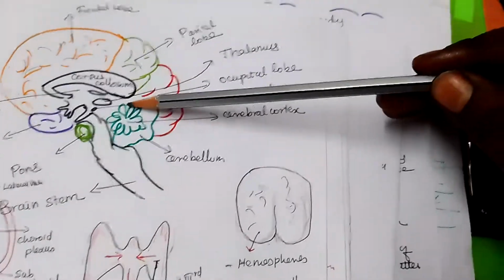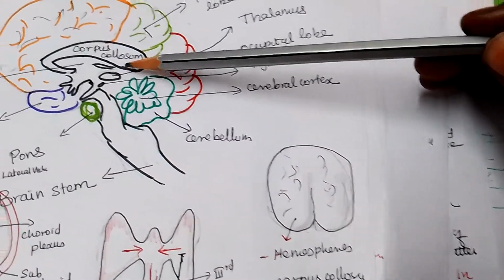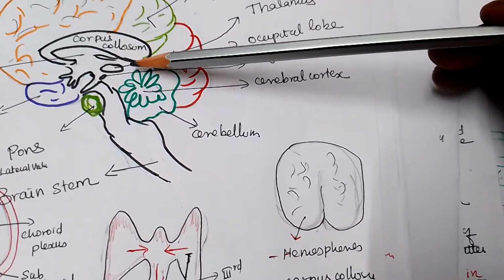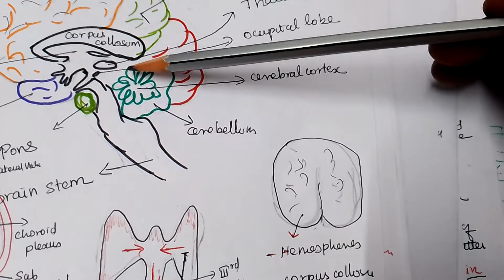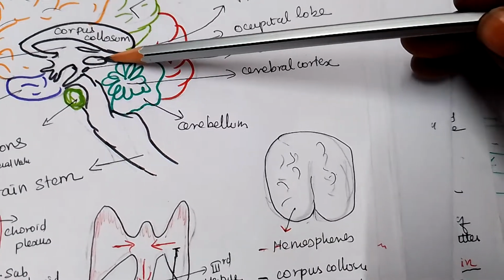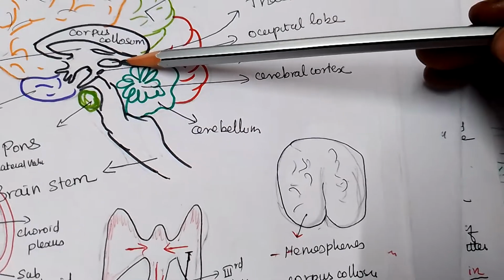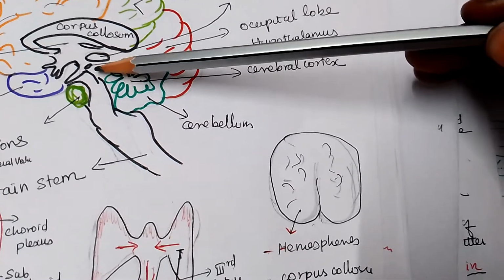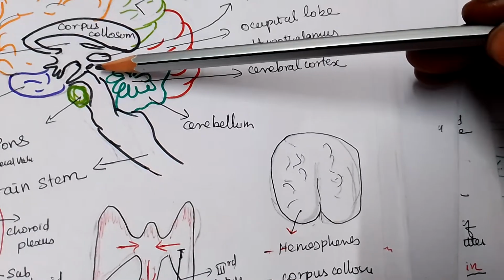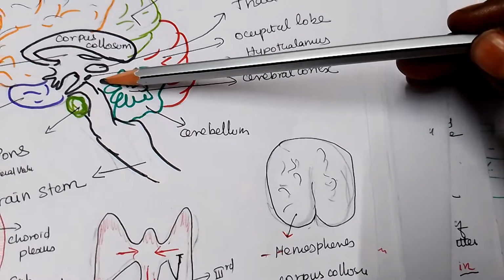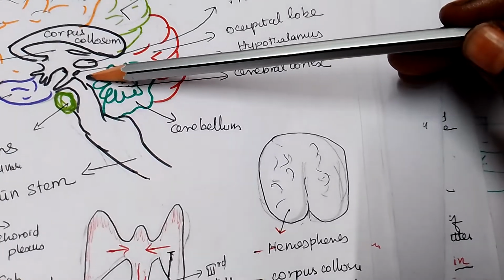This small portion is called the thalamus. The thalamus is the upper portion, just on the upper side of the cerebellum. The thalamus has a small body projecting from it, which is incredibly important. It is called the hypothalamus. Very little structure. This is the hypothalamus.